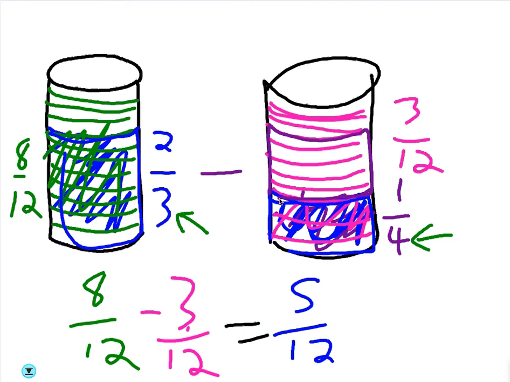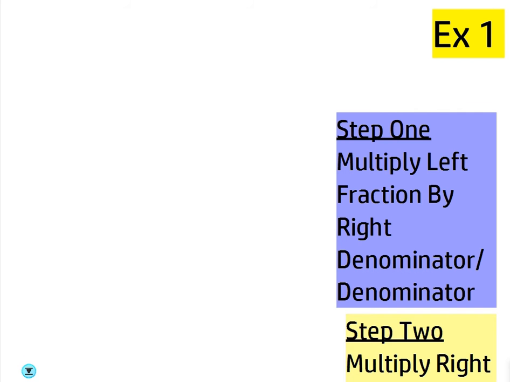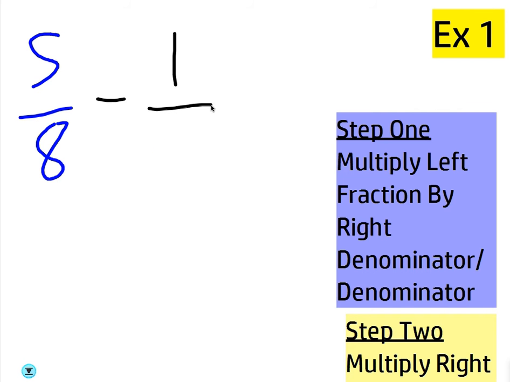And so that's why we want to multiply the denominators, and then just subtract like we did with adding. So let's do a few more examples. Let's say we have 5/8 minus 1/4. Now, like he said, there's a shortcut here, which we're not going to go over today.